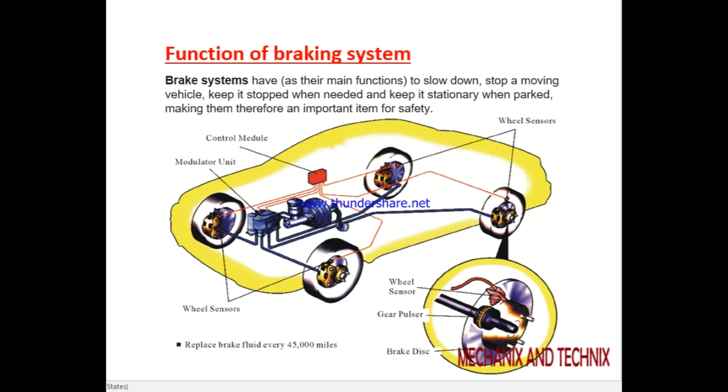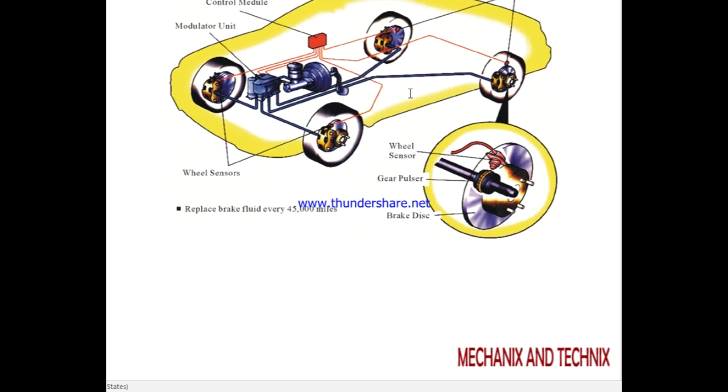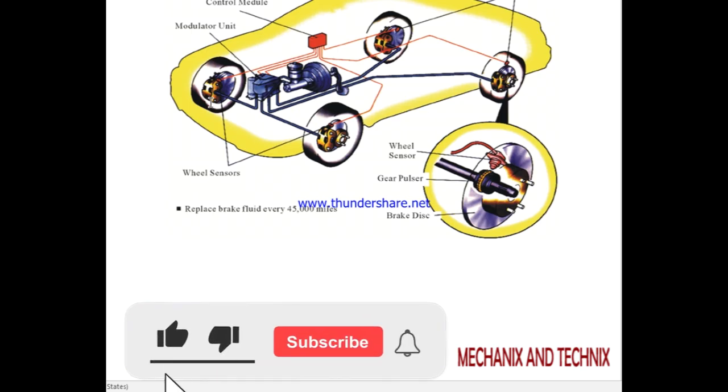So we're going to continue with how the braking system works. As you see here, we have a brake pedal, brake booster, master cylinder, and hose lines, where the fluid passes through when it reaches the drums or pads to stop your vehicle.